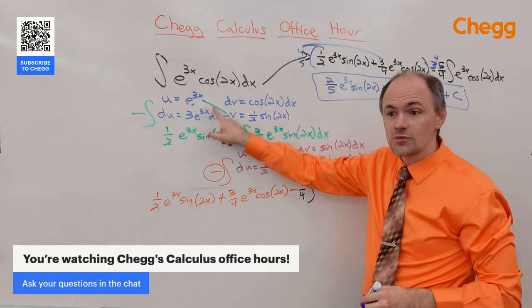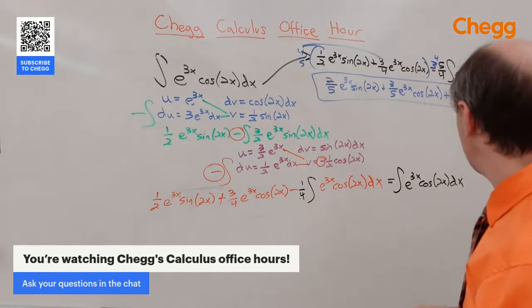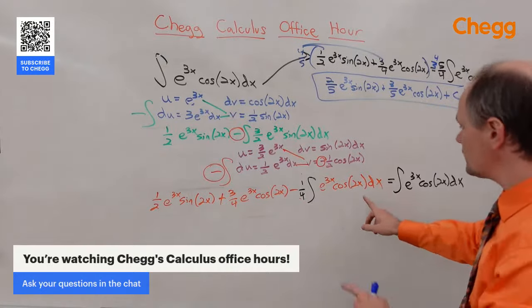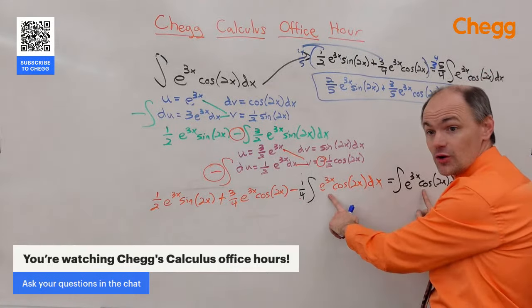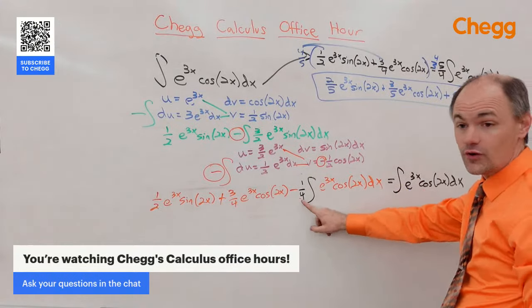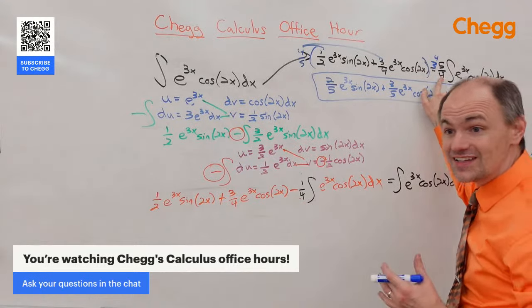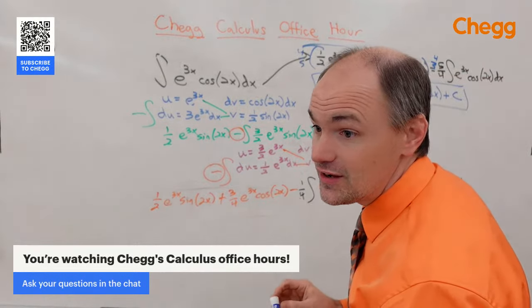We had to use integration by parts twice to get there. And then once we had that same integral on both sides, we just had to add it to both sides, negative 1/4, so we added 1/4 of them. And then we just have to get rid of that constant that ends up in front.